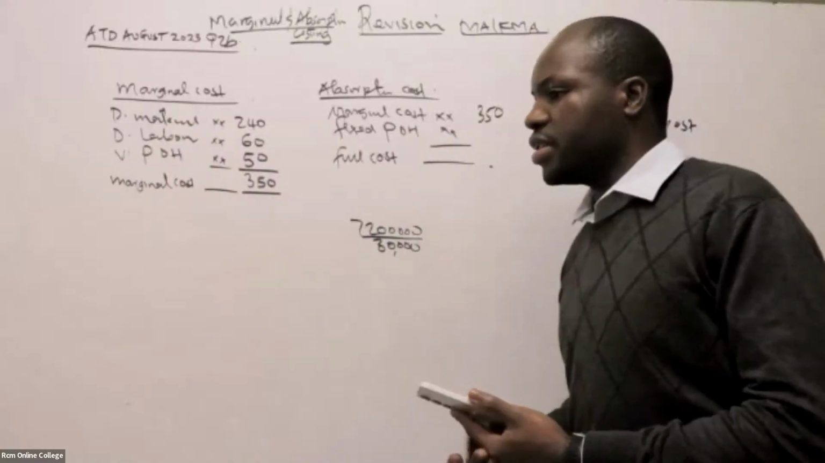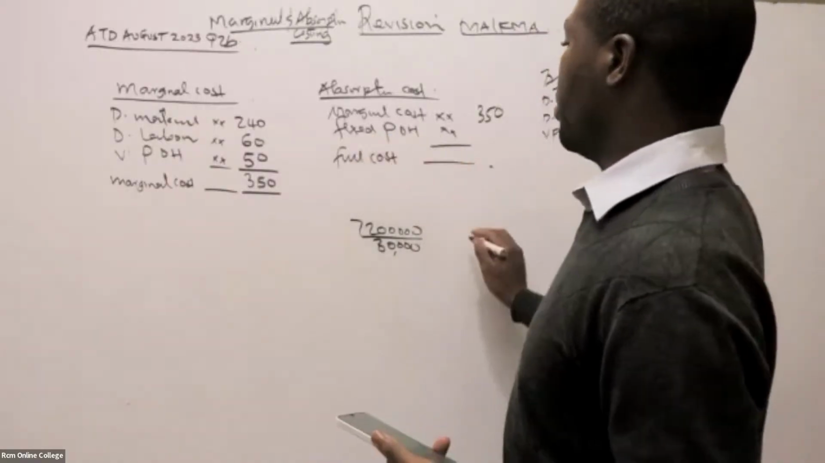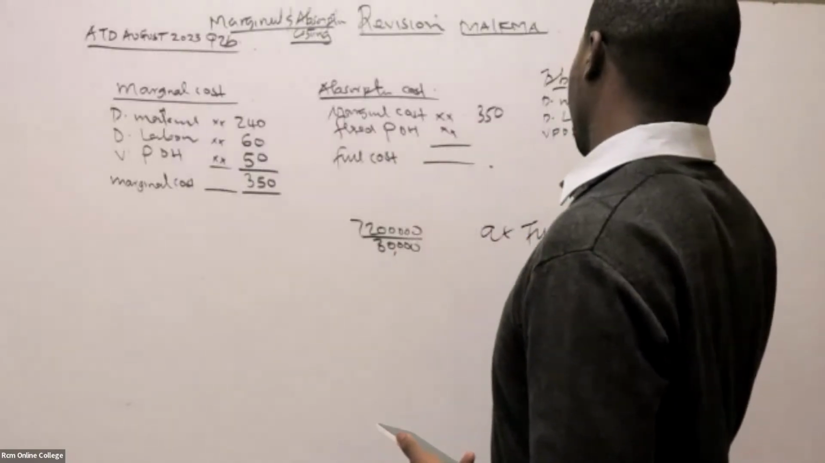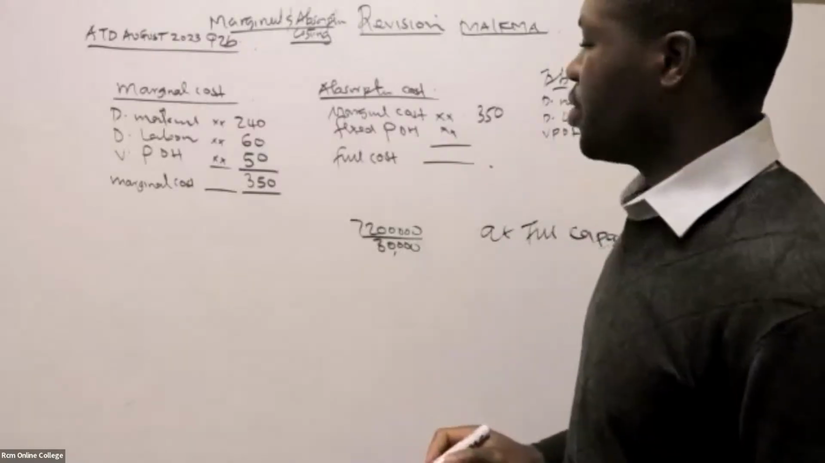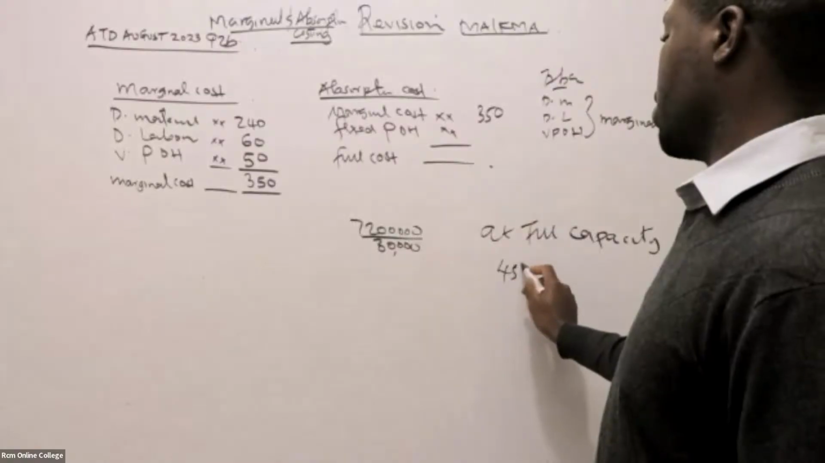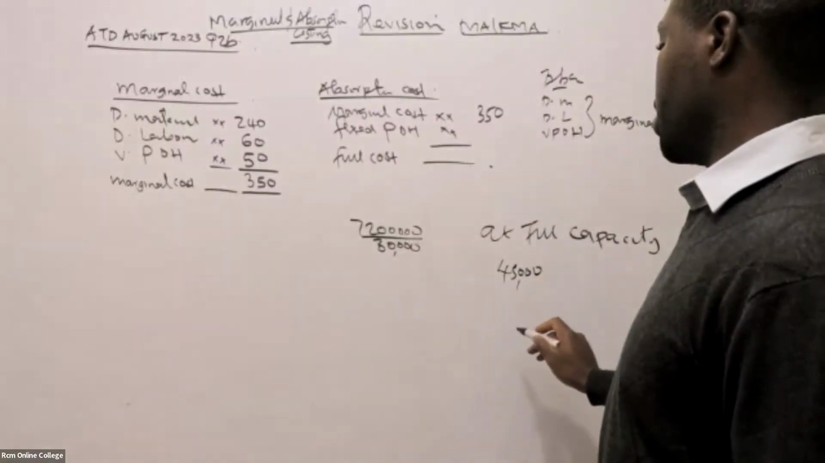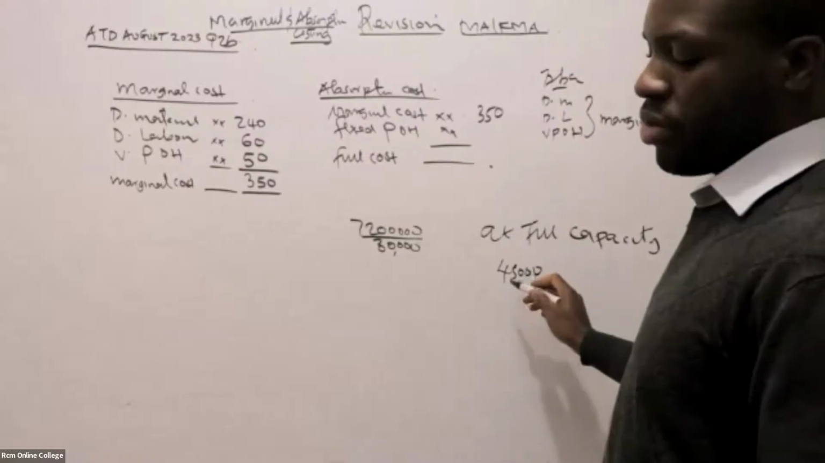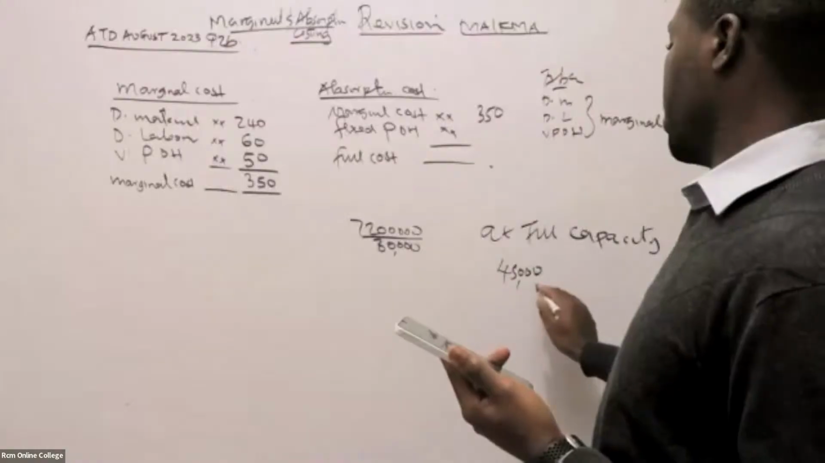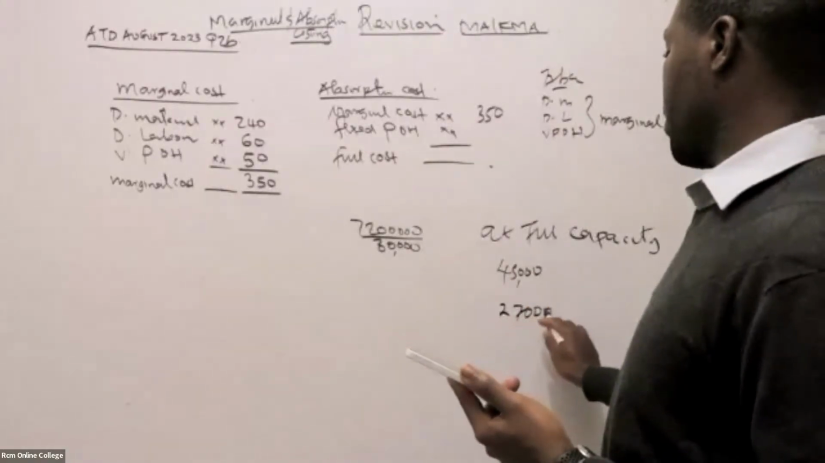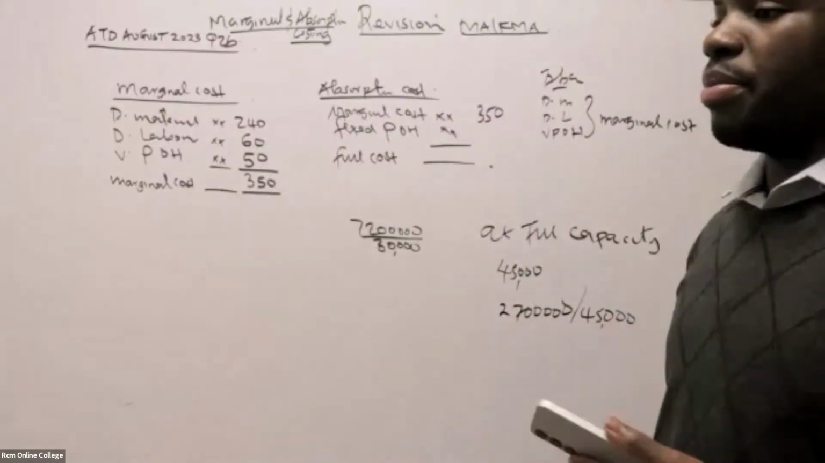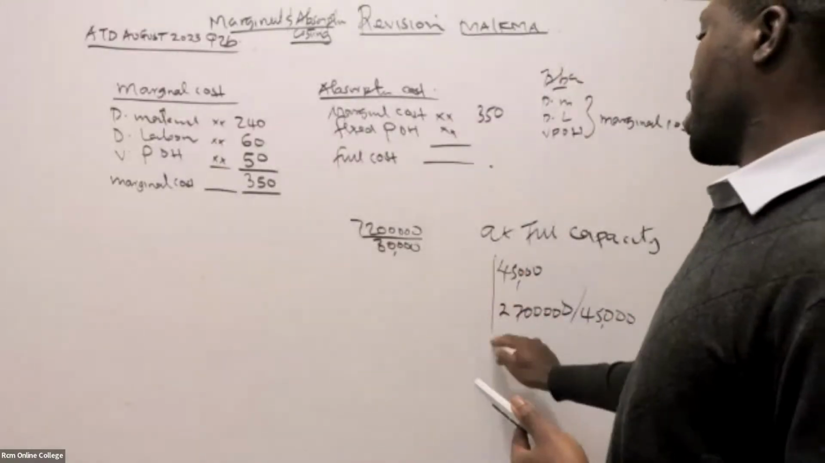If we are given budgeted figures, we must look at the fixed production overhead per unit at what we call full capacity. So if the company's full capacity production was, let's say, 45,000 units, we could have taken the total cost of 2,700,000 divided by the 45,000 units produced at full capacity. But because they have not mentioned that, what are we going to do?